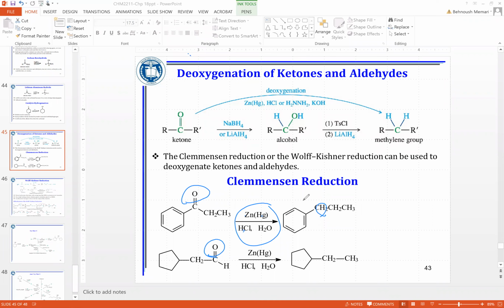The only concern you might have is that this reagent is strongly acidic. Now, if your compound that you want to remove the oxygen from is sensitive in acidic solution, then you cannot use this reagent. You have to use something like Wolff-Kishner. Wolff-Kishner is a basic reagent, and Clemmensen reduction is an acidic reagent. So if your compound is safe in acidic environment, then you can use Clemmensen reduction, zinc, mercury, HCl.